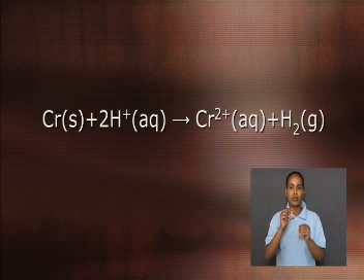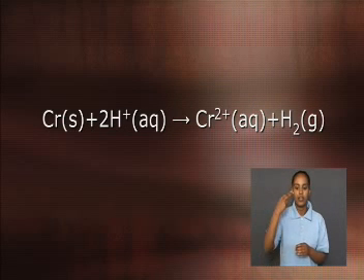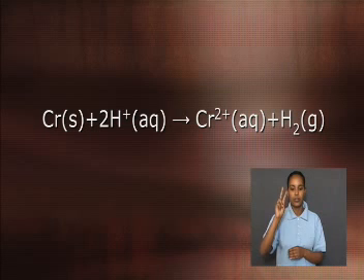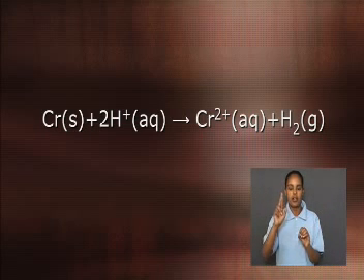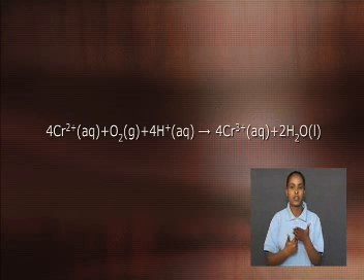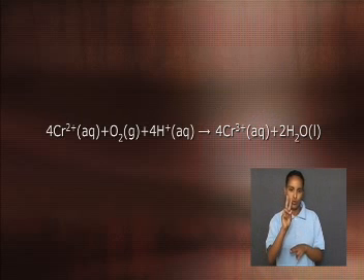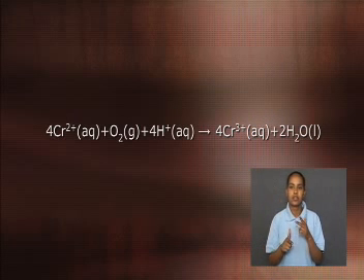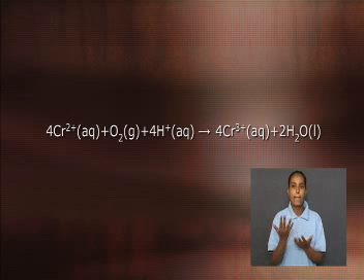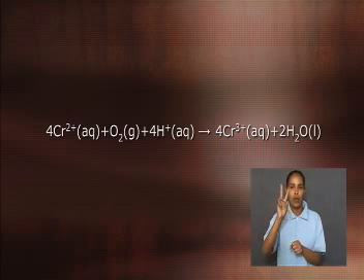Chromium dissolves in hydrochloric acid and dilute sulfuric acid to form blue chromium-2 ions. These ions are only stable if there is no air present. This unstable chromium-2 state is easily oxidized to the chromium-3 state. Traces of oxygen are removed by bubbling the gas through a solution containing chromium-2 ions.